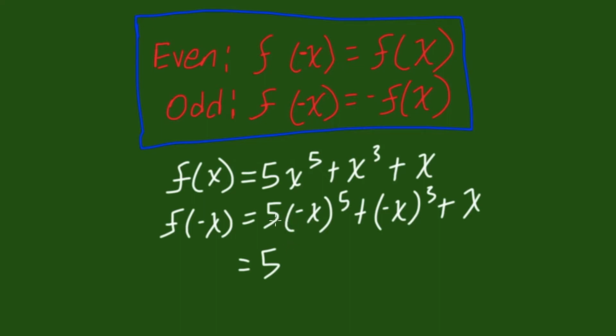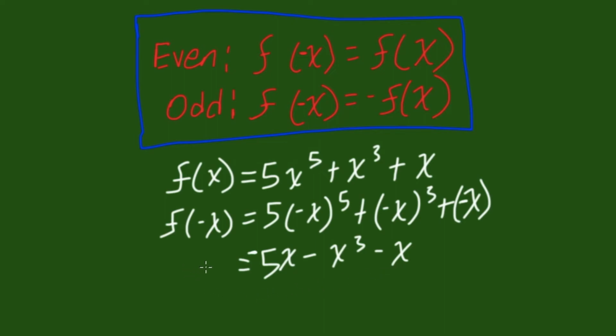So we have 5 times negative x to the power of 5, and that negative will be moved out the front, giving us negative 5x to the power of 5. Now we have negative x to the power of 3. Because this is an odd index, we will keep this as negative, meaning we have minus x to the power of 3. And finally we have minus x, and no index is shown, so that's the same as having this to the power of 1. And 1 is odd, meaning this will stay as negative.